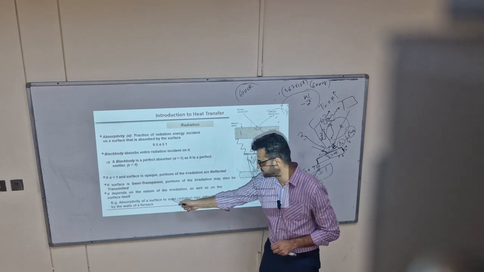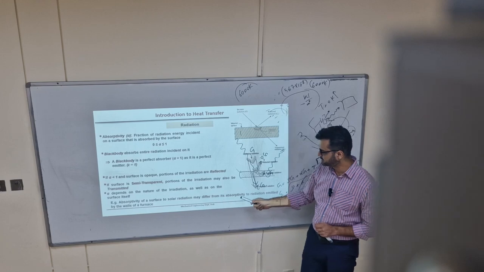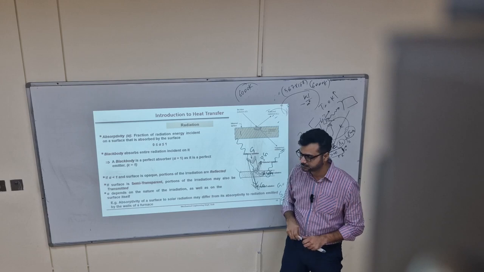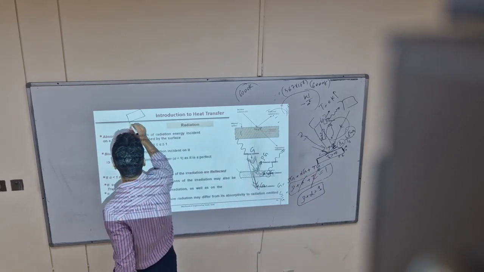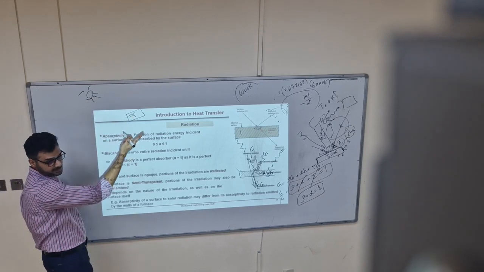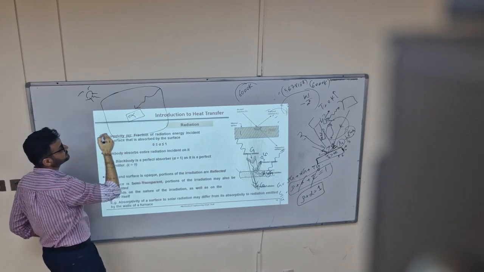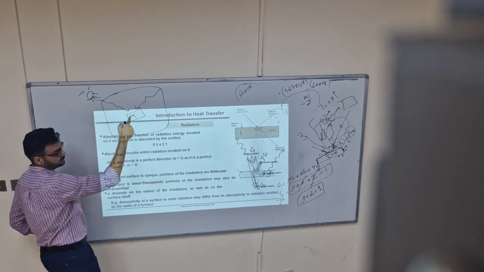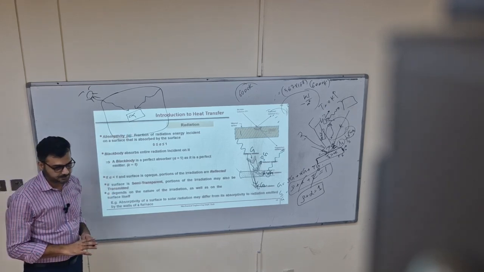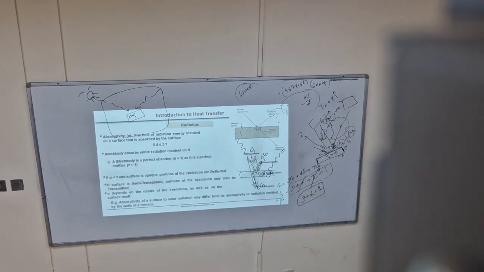Right? The absorptivity of a surface to solar radiation may differ from its absorptivity to radiation emitted by the walls of a furnace. That surface, its absorptivity for the sun could be different when it is inside a furnace. Now, for this radiation versus this radiation, this alpha could be different for the same material. Right? So we will have different alphas in this case.